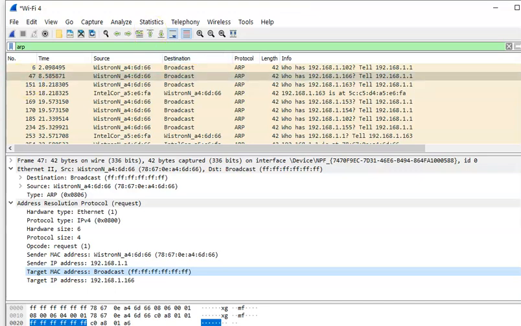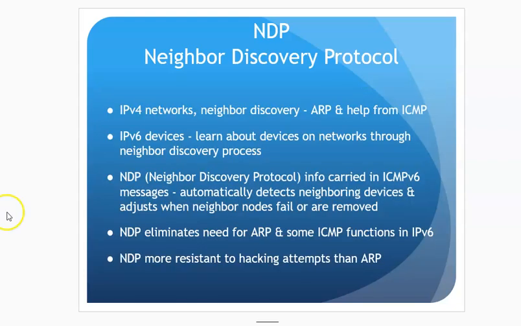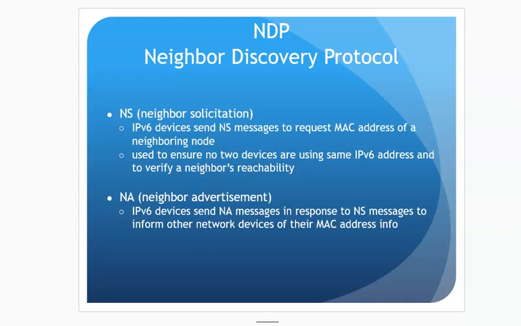Now on an IPv6 network, we typically have Neighbor Discovery Protocol. This is essentially the same kind of idea for an IP version 6 network. It uses ICMP messages, automatically detects neighboring devices and detects when neighboring nodes fail. So this eliminates the need for ARP and some ICMP functions. And this is filling that same type of role, filling in that information about neighbors and things that are out on the network.